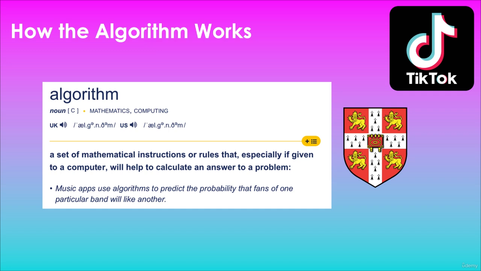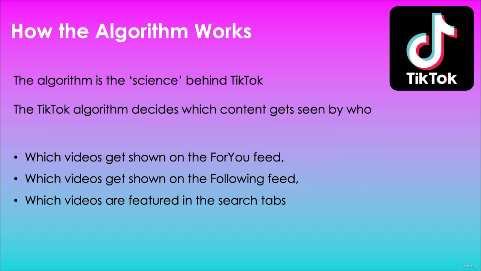Okay then, so what is an algorithm? The Cambridge Dictionary says the following. An algorithm is a set of mathematical instructions or rules that, especially if given to a computer, will help to calculate an answer to a problem. Music apps use algorithms to predict the probability that fans of one particular band will like another.